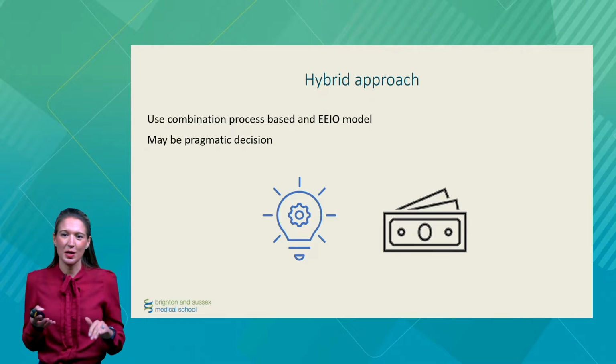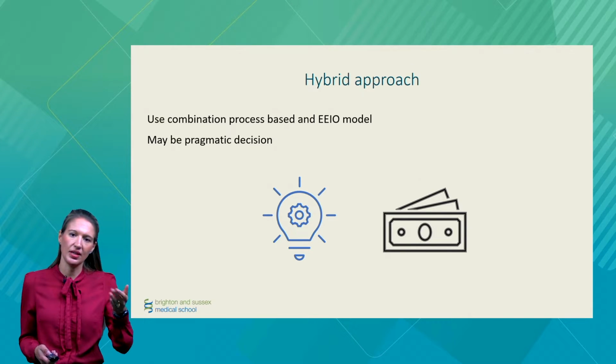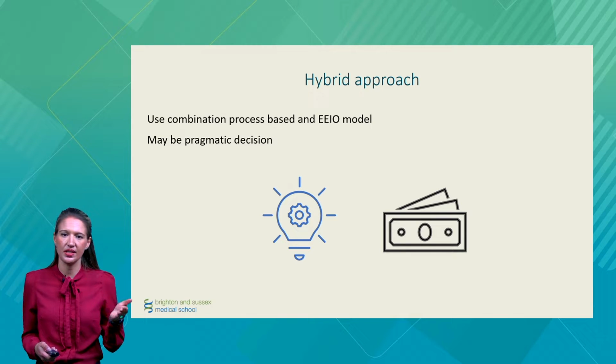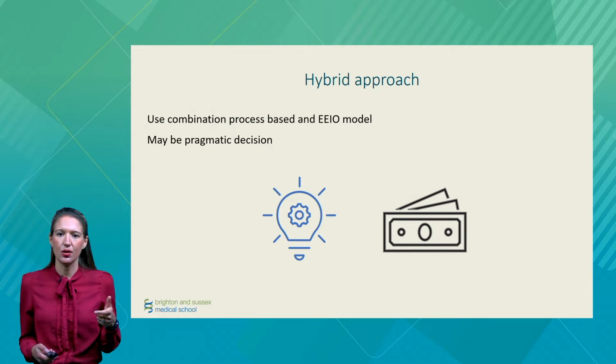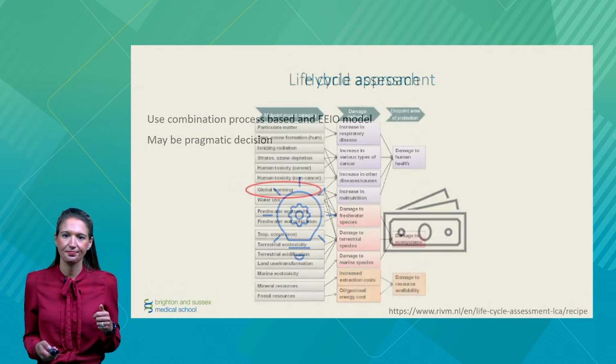The third approach is to actually use a hybrid, where we might use financial data, for example, for some elements of a study, and then process-based for others where we have that data available. And a typical area that we often fall back on the financial spend data is pharmaceutical products. We've got much less availability of conversion factors there.